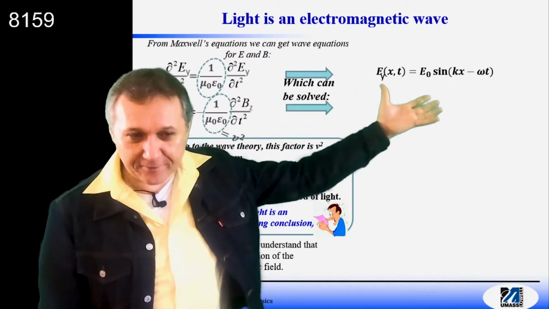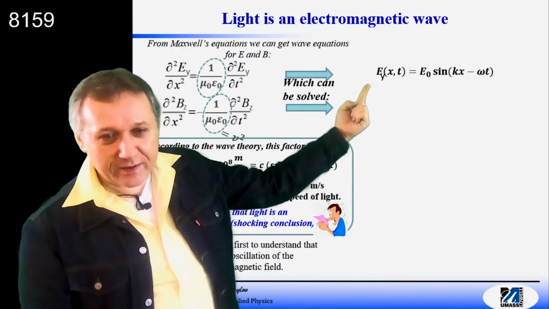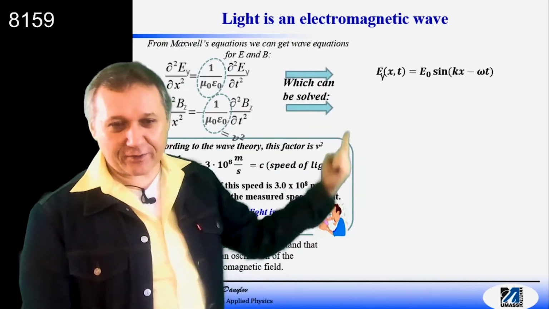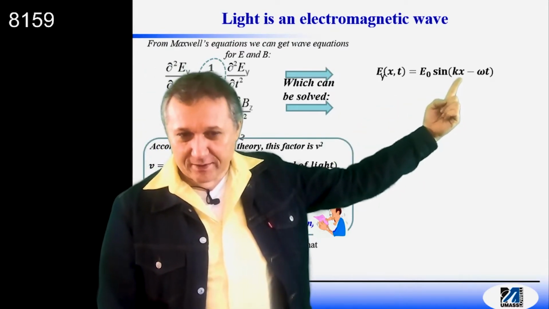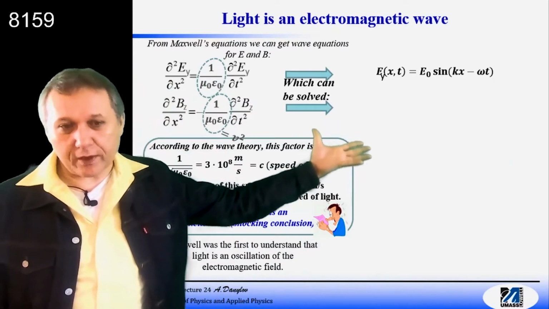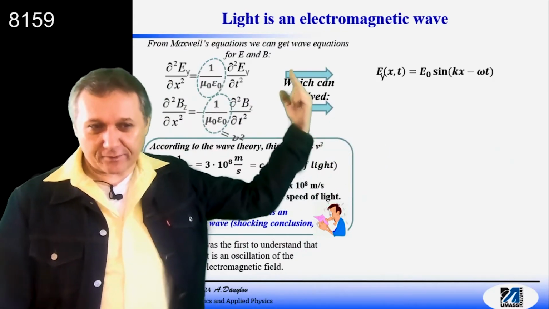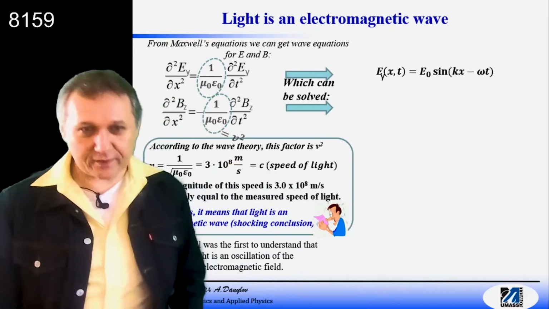So the electric field oscillates in the y direction. You see E sub y, so it means that the electric field oscillates in the y direction, but the wave propagates in the x direction. An example of a transverse wave. The electric field oscillates perpendicular to the direction of wave propagation, right?